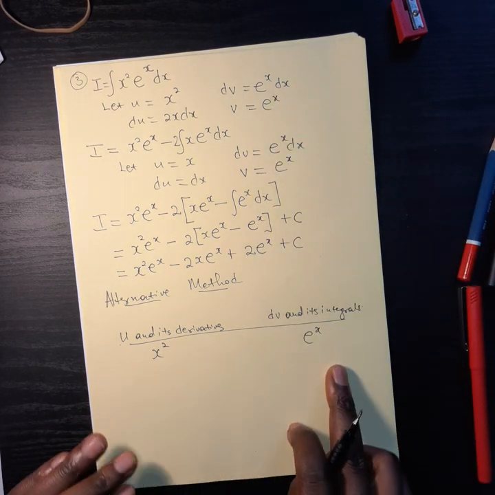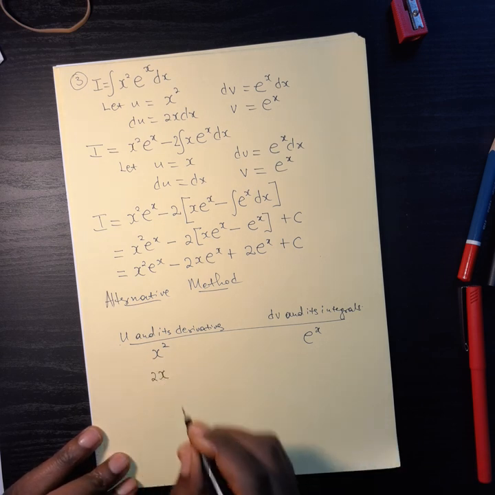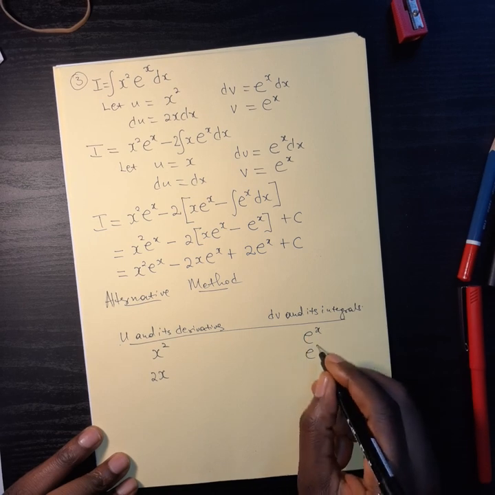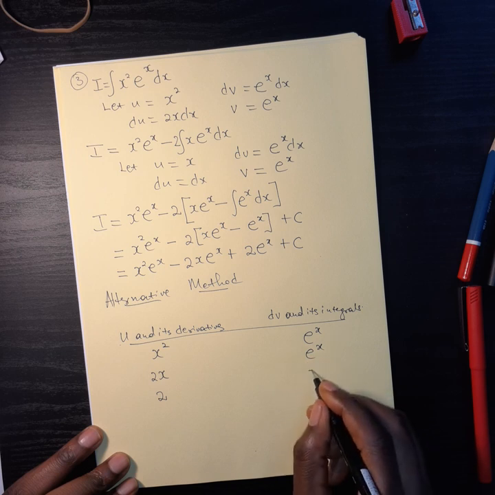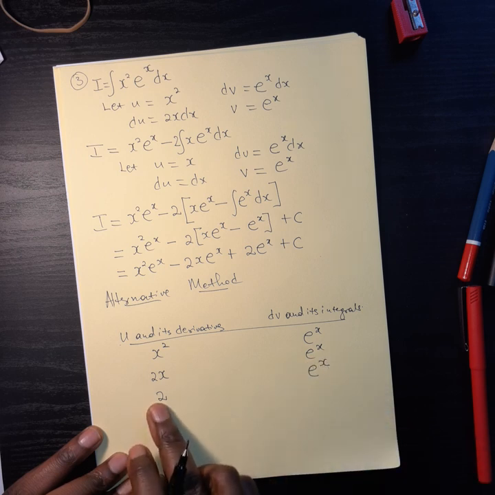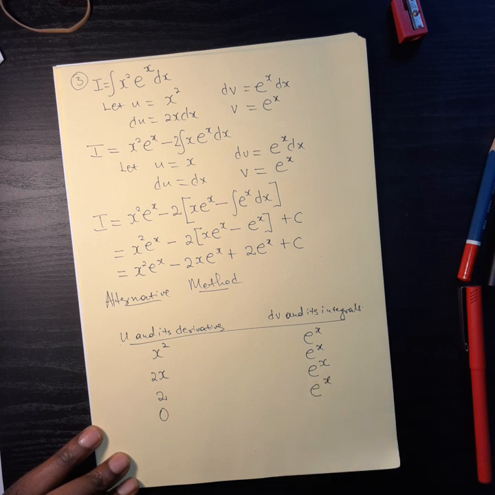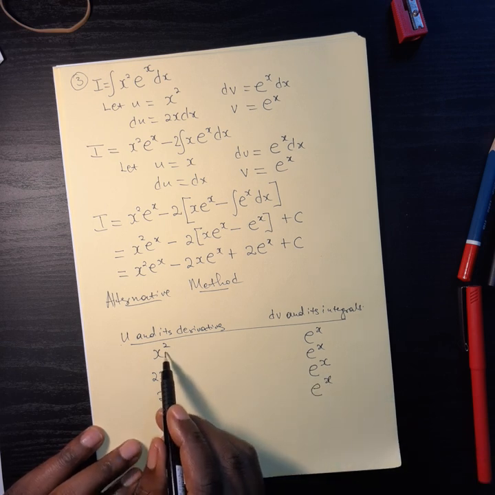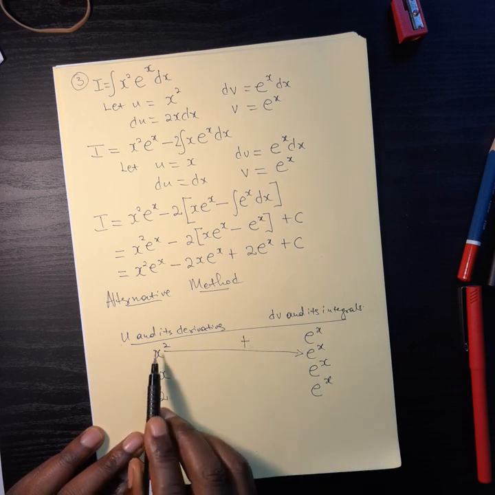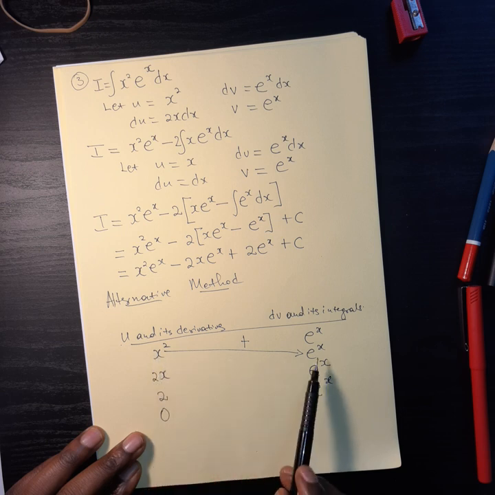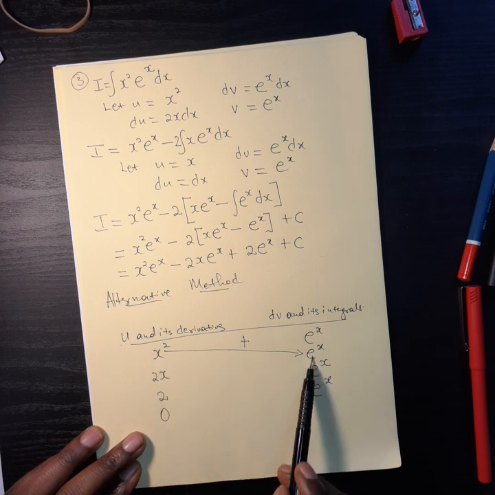After that we differentiate this, we get 2x. We integrate this, we get e to the power of x. Differentiate that, you get 2. Integrate this, you get e to the power of x. Differentiate 2, get 0. Integrate, you get e to the power of x. Then we write them like this. This one goes with that. It's a plus. It's the first product, uv. All right, this is dv. So you have uv.